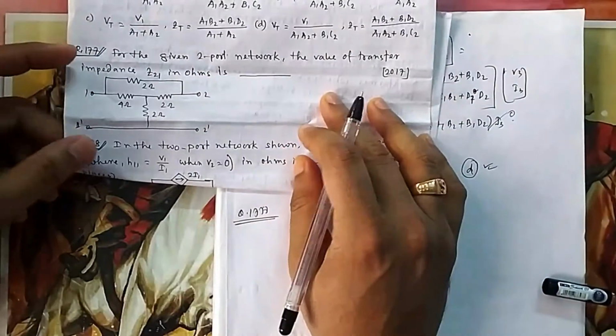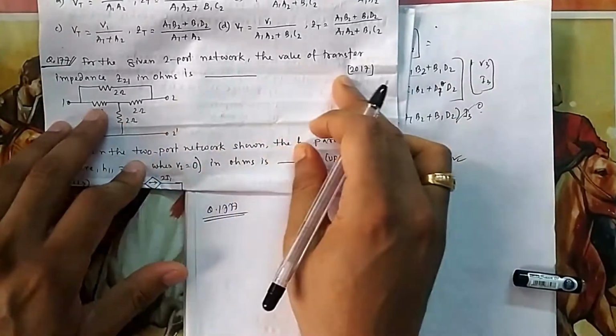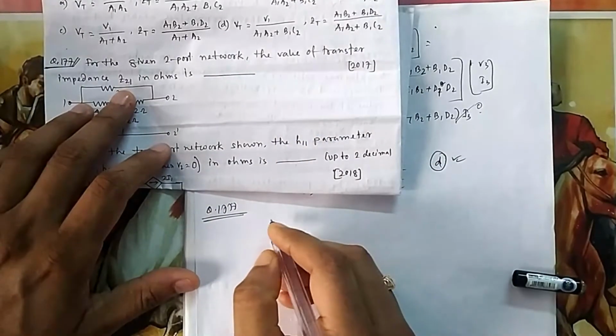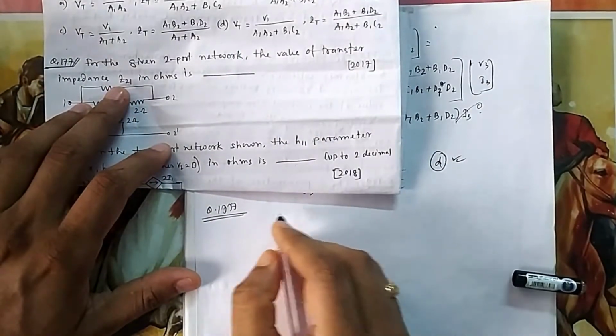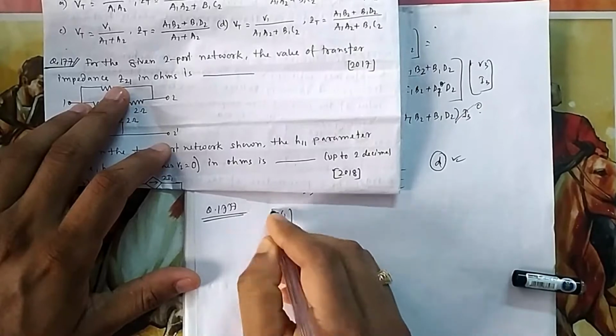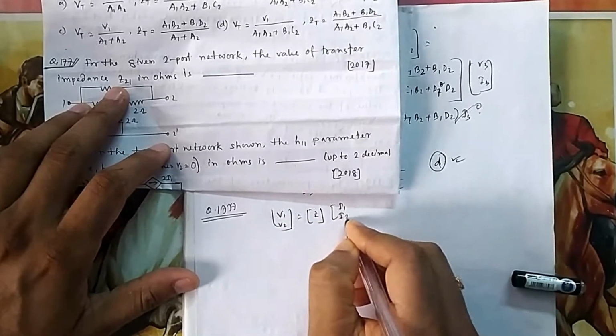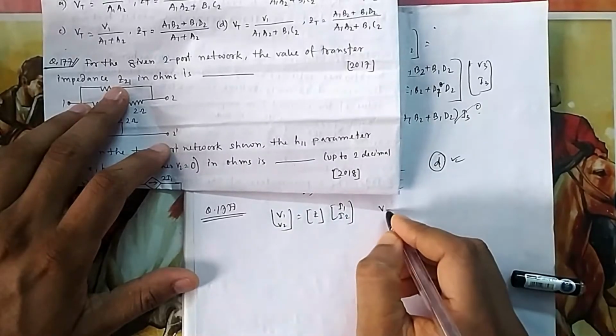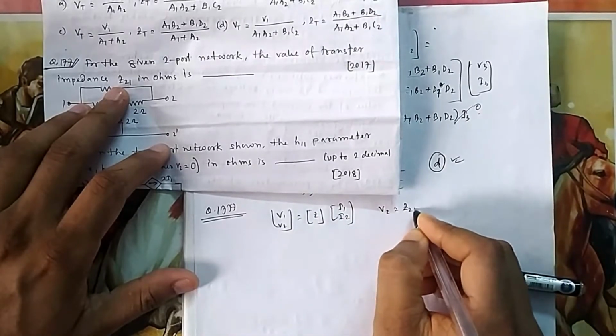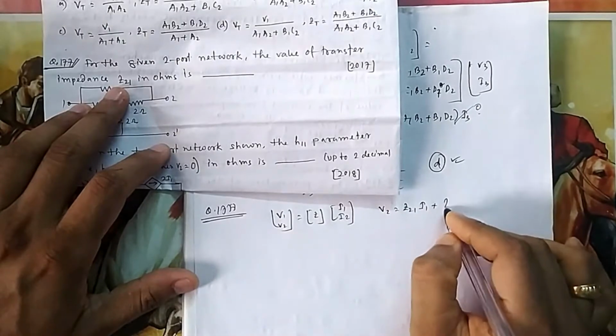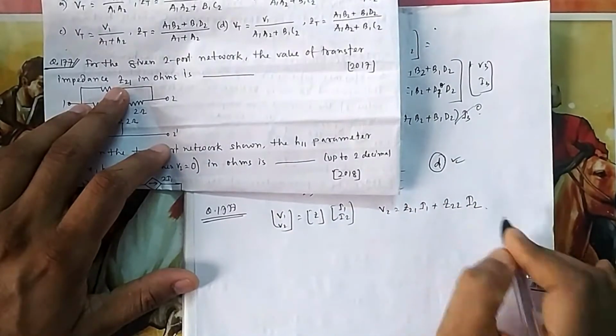Now if you see 177: in the given two-port network, find the value of the transfer impedance Z21. Now Z21, you know which one is Z21? Z is between V and I, V equals IZ. So V1, V2, and then Z, and then I1, I2. If you need Z21, it is the second one. That means V2 equals Z21 I1 plus Z22 I2. So what do you need?